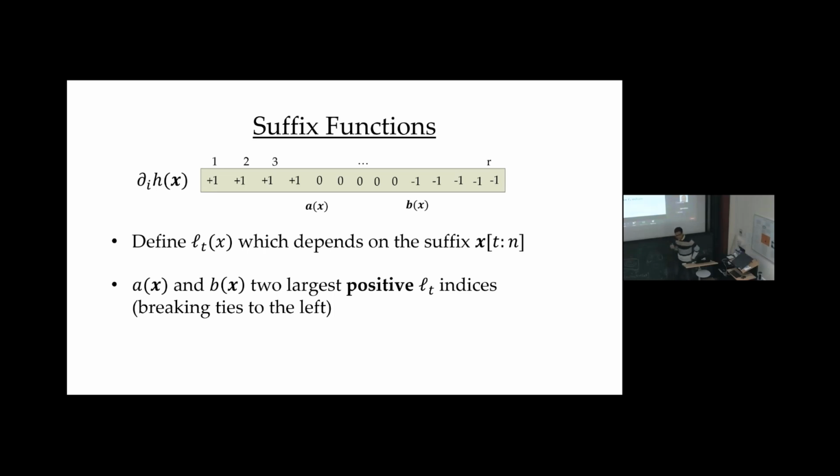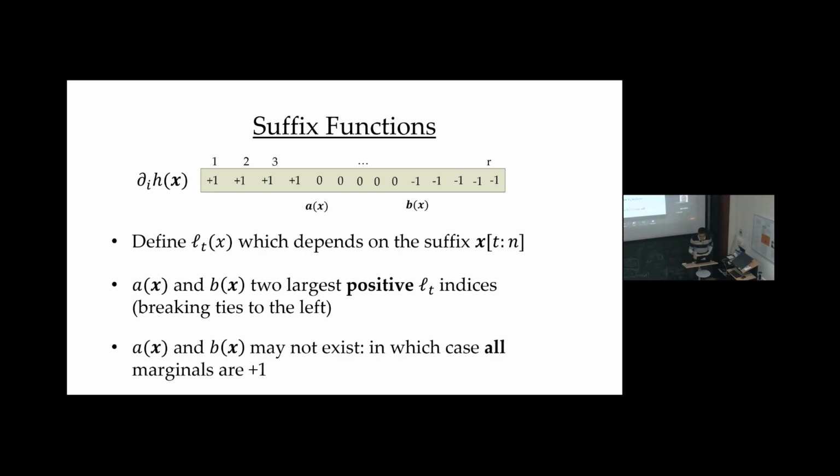If you are following so far, this part already implies submodularity. Because if I pick the largest L_t and x increases, then the largest A's and B's will only move to the left. That will imply submodularity. That's the reason we look at things that depend only on the suffix. This is how A and B will be picked. And there are chances that they may not exist because nothing may be positive, in which case all the marginals are +1.